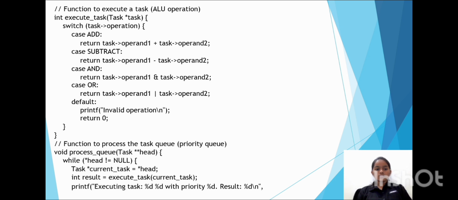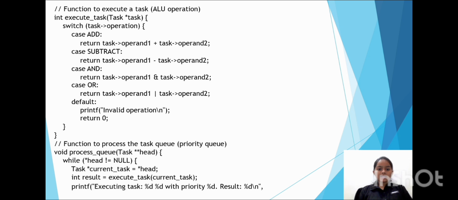Switch task operation. First, we have to use case functions. Case add, return task operand 1 plus task operand 2. Case add means we have to add operand 1 and operand 2. Next, case subtract, return task operand 1 minus task operand 2. We have to subtract operand 2 from operand 1.